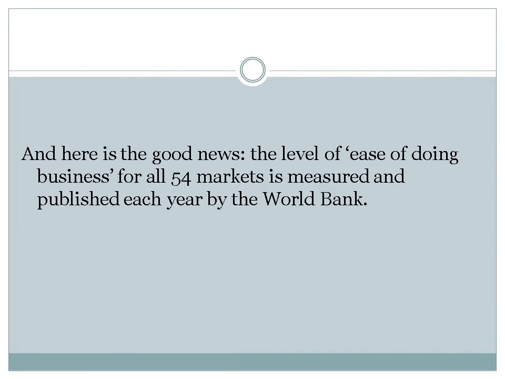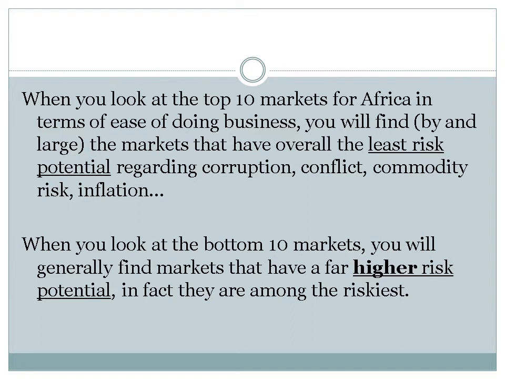Because there's good news. The level of ease of doing business for all 54 markets in Africa is measured and published each year by the World Bank. So when you look at the top 10 markets for Africa in terms of ease of doing business, you will find, by and large, the markets that have overall the least risk potential regarding corruption, conflict, commodity risk, inflation, and so on. And when you look at the bottom 10 markets in terms of ease of doing business, you will generally find markets that have a far higher risk potential. In fact, they're among the riskiest.